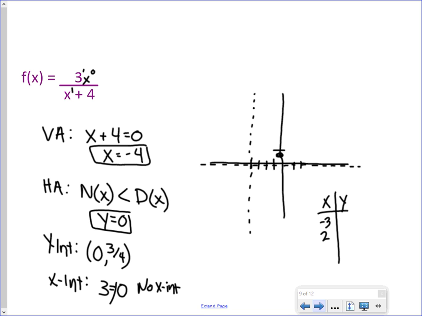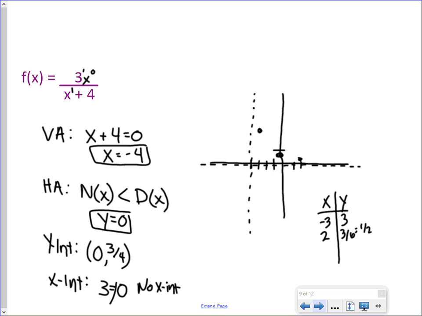to your f of x for x, you're going to come up with 3 and 3/6 or 1/2. And then you can plot those points. So (-3, 3) and (2, 1/2). You okay with how I got my y values there?